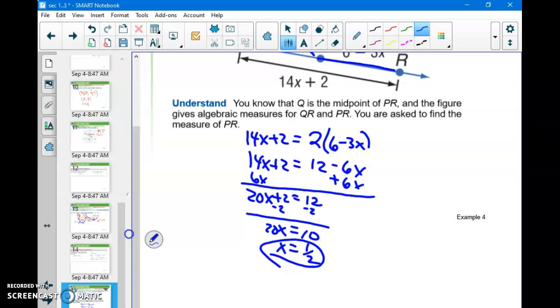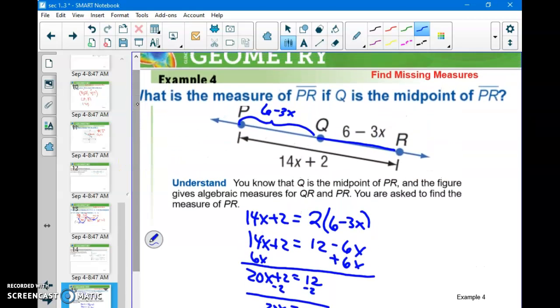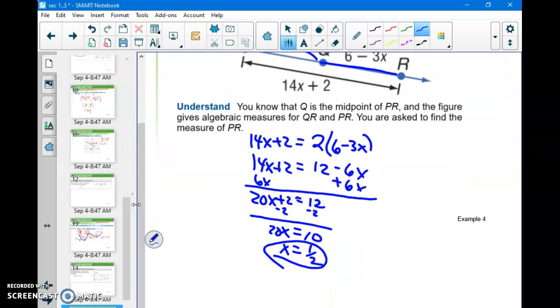That doesn't tell me the length of the whole thing. Remember what it asked for originally. It wants to find the measure of the whole thing. So I'm going to plug in half. I know that the whole length of it is 14x plus 2. And I also know that my x is equal to a half. And so I get 7 plus 2, or 9, for the whole length.